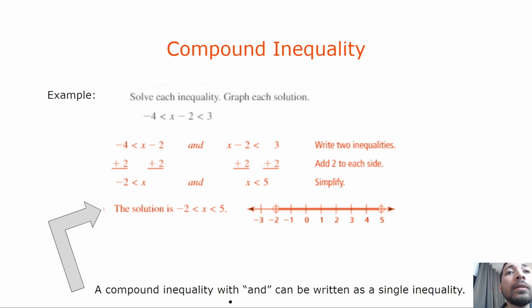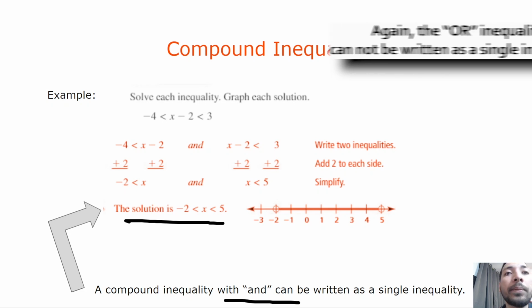And here is another important note that a compound inequality with AND can be written as a single inequality. Now this is not applicable for the compound inequality with OR. We can only write the AND inequality as a single inequality.